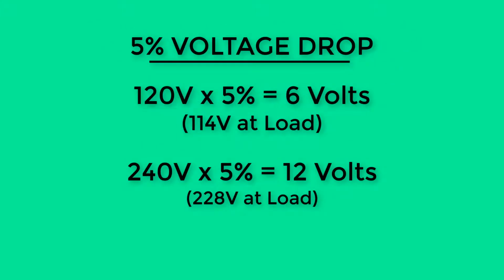That is to say that 95% of the supply voltage must arrive at the electrical load. A 5% voltage drop will be used for calculations on all of the examples shown in this video. 5% of 120 volts is 6 volts. This means that 114 volts must arrive at the load. 5% of 240 volts is 12 volts. This means that 228 volts must arrive at the load.